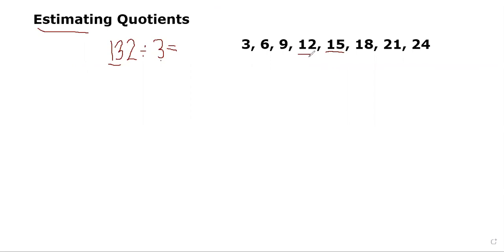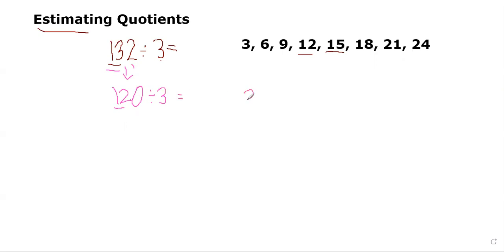12 is closer than 15, so I'm going to use 12. But if you use 15, just know that your estimation is going to be a little bit high, and using a 12 is going to be closer to the actual answer, okay? So I'm going to use 12, and I'm going to turn this 132 into 120. Because I'm estimating closest to 13, which is where I get the 12 from. But I still need to put that 0 in for that 2 to make it 120. So now I have 120 divided by 3. So now I'm ready to divide.